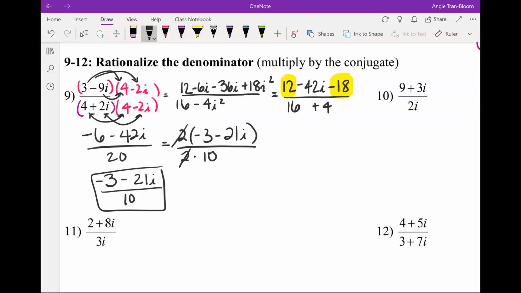Number 10, though, look at the bottom. You can't have i in the bottom, but you don't have an a plus bi format. You just have 2i. So that's like a bi. What's your a value then? 0. So think about it as 0 plus 2i. Then what's the conjugate of 0 plus 2i? 0 minus 2i. But do we need to write 0? No. Can I multiply top and bottom by straight up what? Negative 2i. Okay.